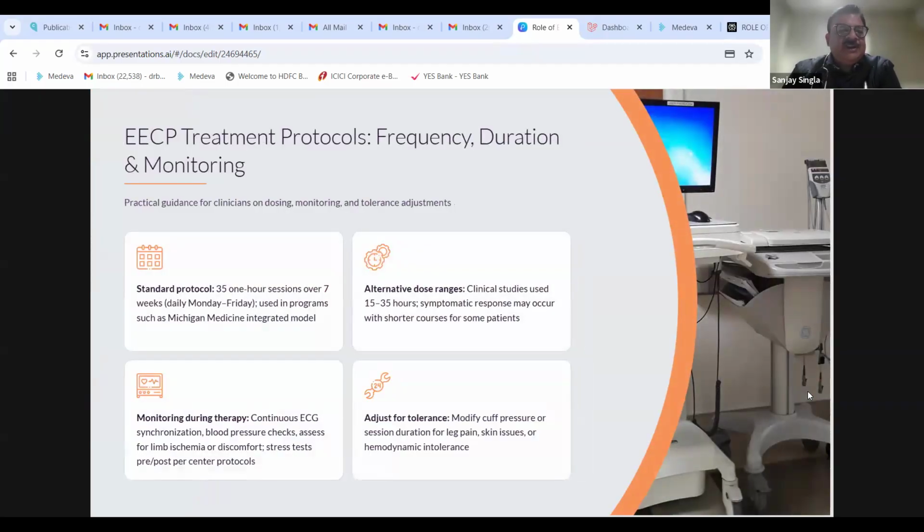Standard protocol is 35 one-hour sessions over 7 weeks. Alternative dose is 15 to 35 hours. It can be used. Symptomatic response may occur with shorter courses for some patients.